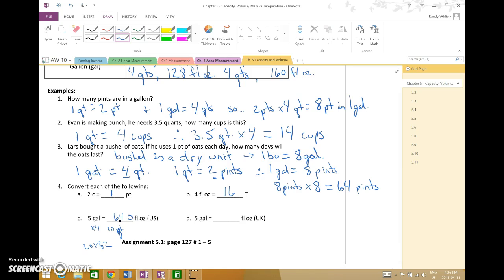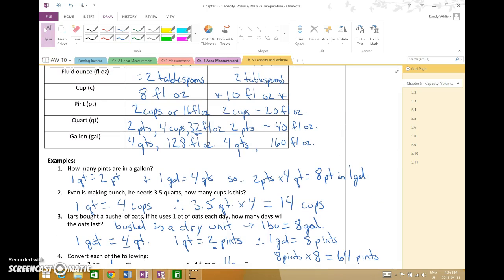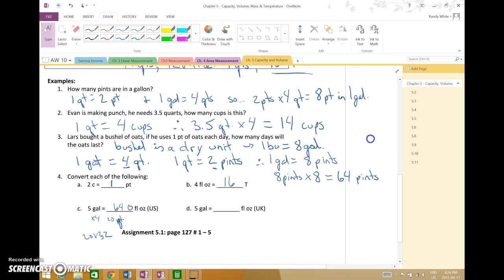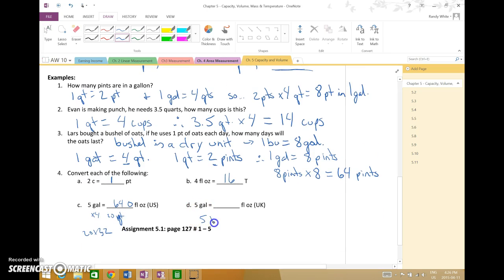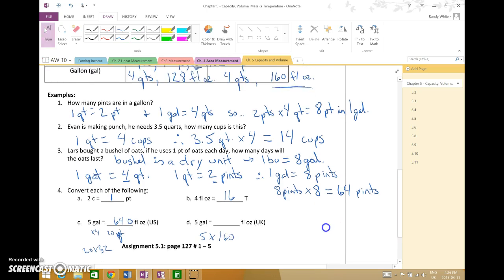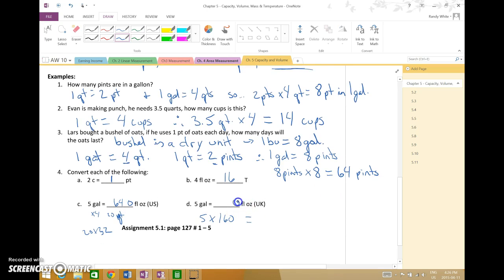And 5 gallons is how many fluid ounces in the UK? Well, 1 gallon in the UK is 160 fluid ounces. So I'm going to take 5 times 160, which is going to be 800 fluid ounces. Okay, practice these. It's going to take some practice. And page 127 in your work text, do all 5, numbers 1 to 5, please. Okay, good luck.